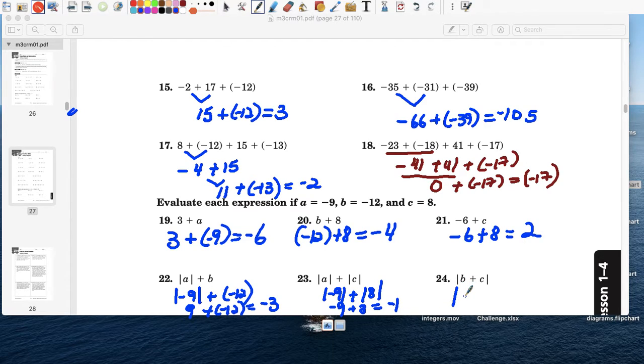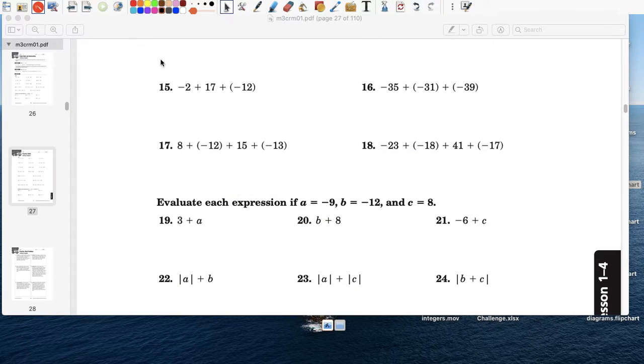B plus C. B is inside, so we're going to put negative 12 plus C, which is 8. And then take the absolute value. So let me continue here. What's negative 12 plus 8? Más negativos, no? So it's negative 4. And what's the absolute value of negative 4? It's just 4.